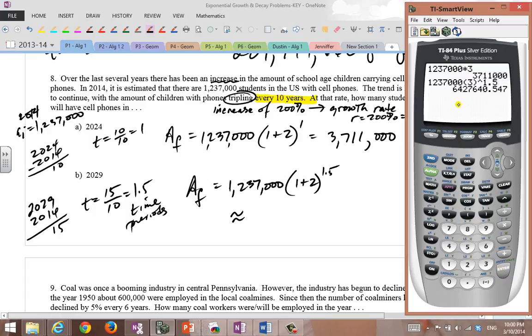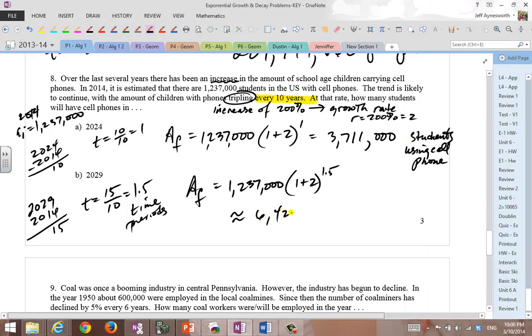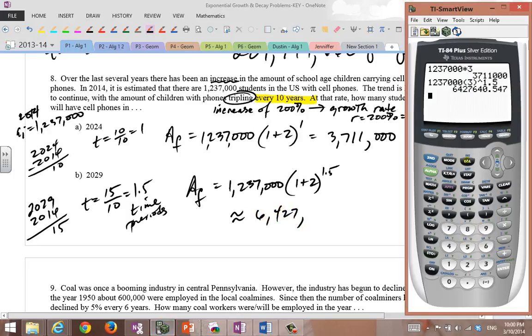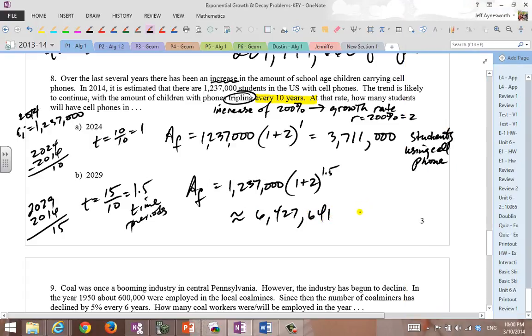Check this out, guys. There is 6 million, excuse me, 6,427,000. So 6,427,641.